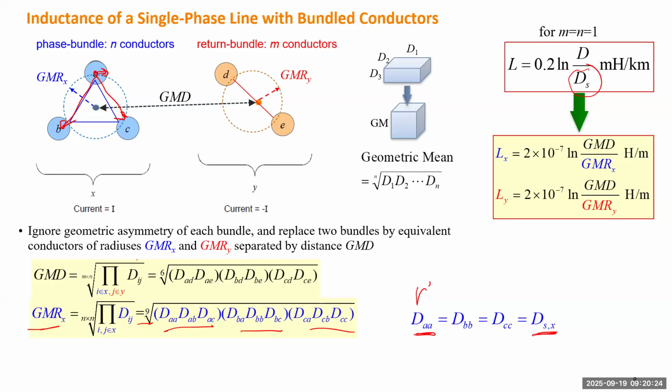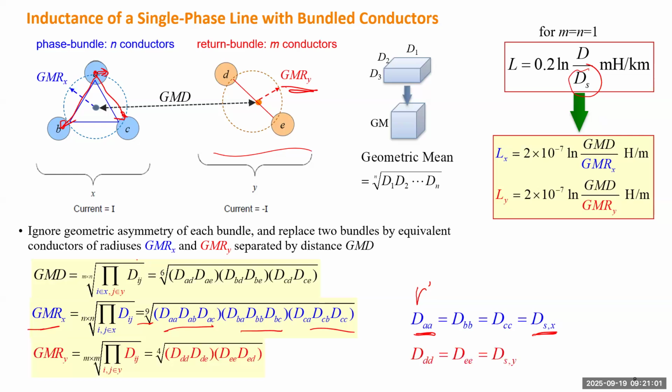So next, if we want to calculate the GMR Y for the second group, how many elements do we need to consider in the product? Any idea? For the group X, we have 3 conductors, and using each conductor as a reference, we consider 3 distances. So 3 by 3 is 9. And for group 2, we have 2 conductors. Using each one as a reference, we draw 2 distances, and by changing the reference, we get another one. So it's 2 by 2. So we have 4 elements.